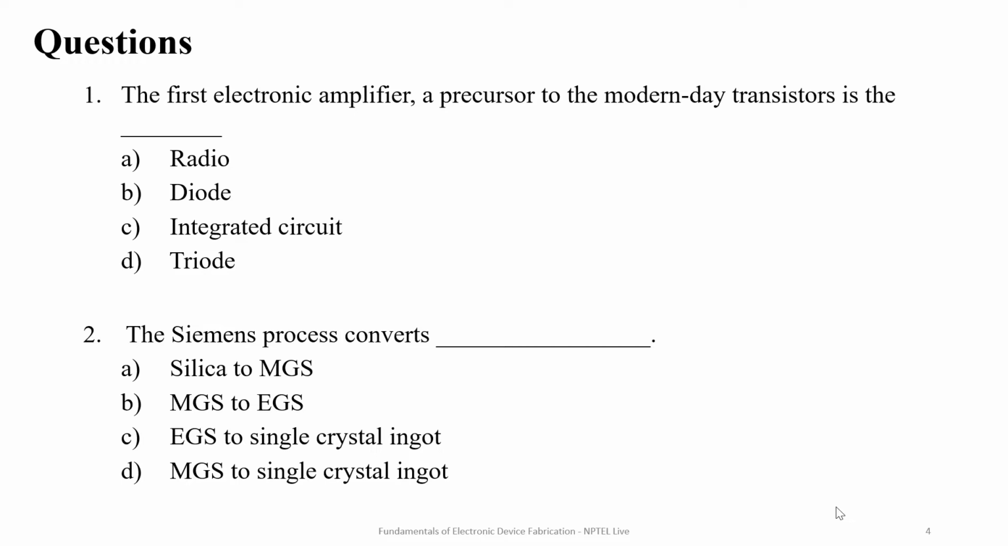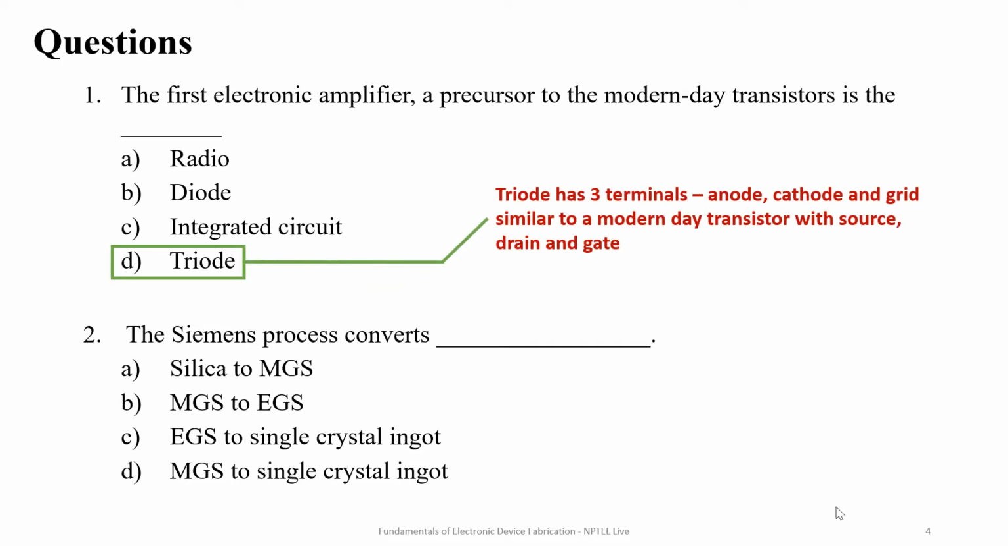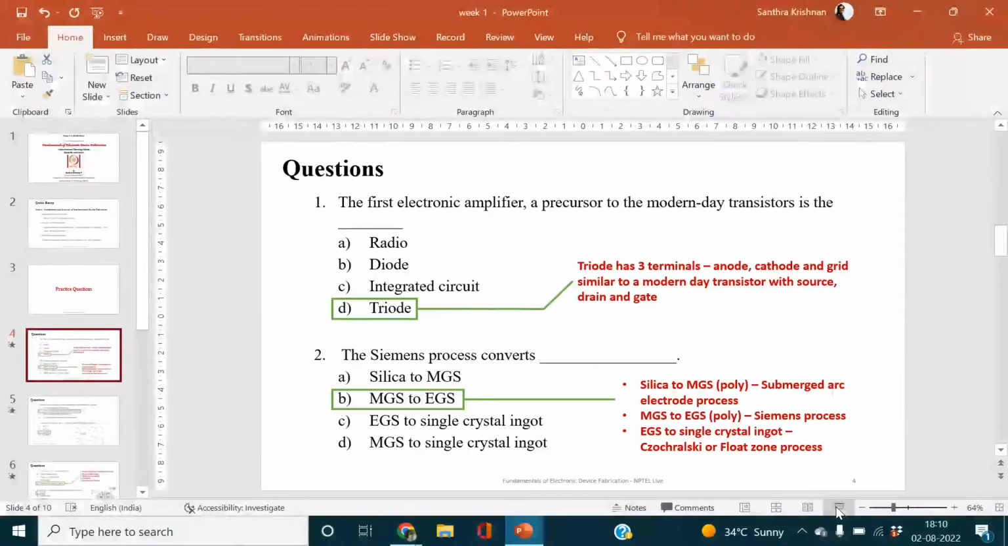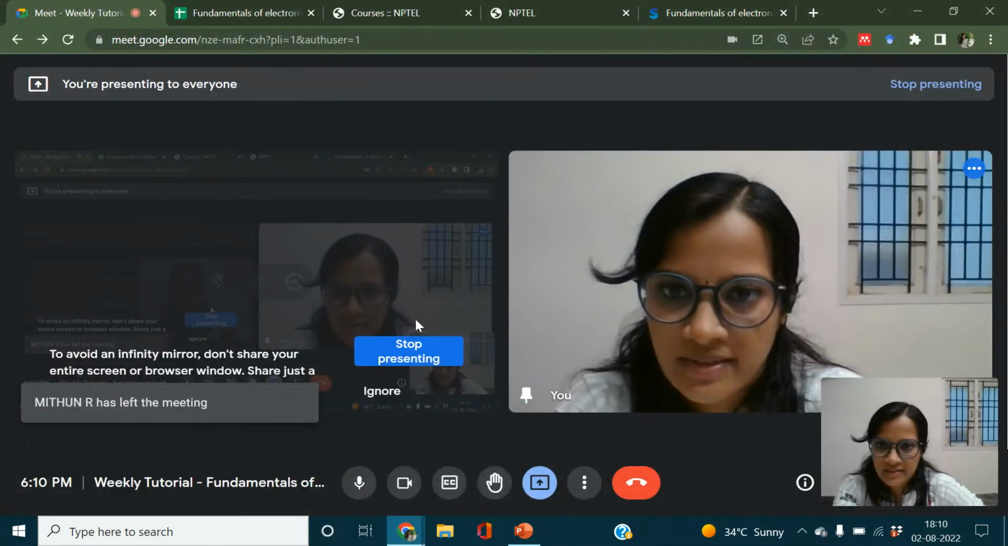Yes, sure, that is the answer. A triode has three terminals, that is an anode, cathode, and a grid, which is similar to a modern day transistor with source, drain, and gate.